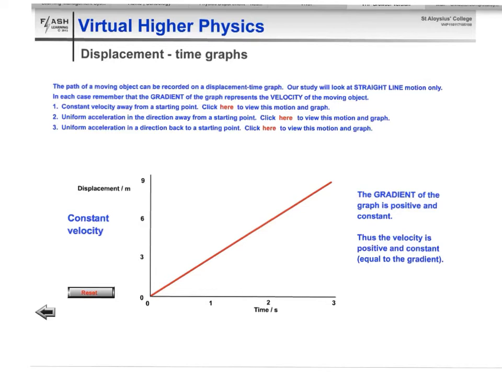Okay, it's also a positive gradient that points out as well, and that's telling us that it's a positive velocity because the car is at all times moving to the right, and we're saying that to the right is positive.